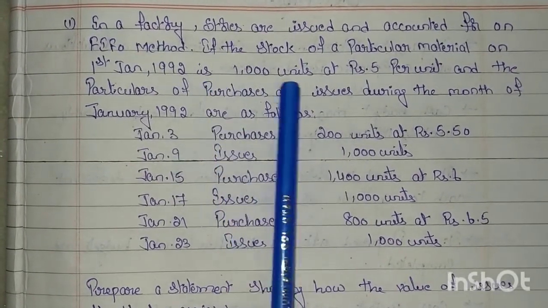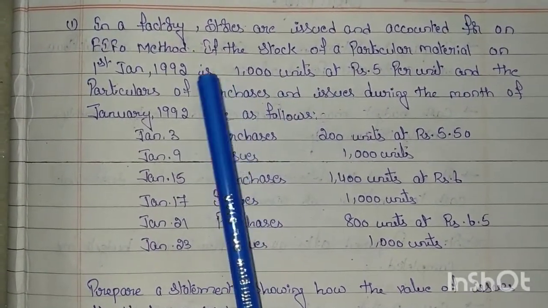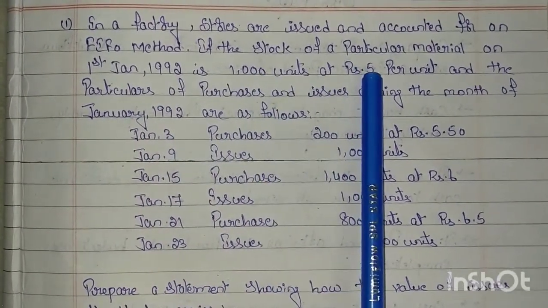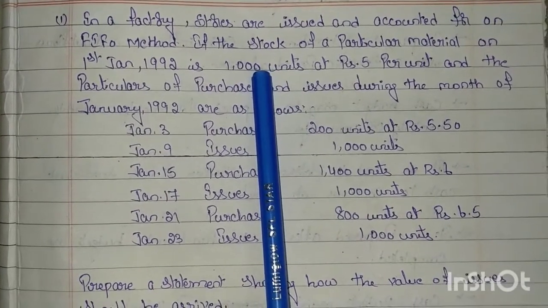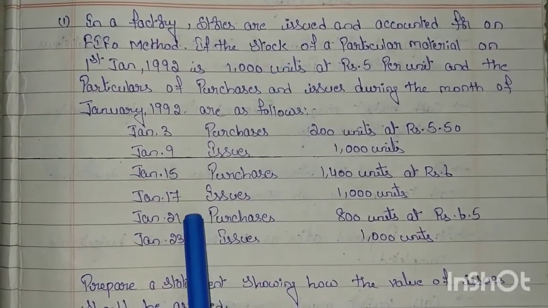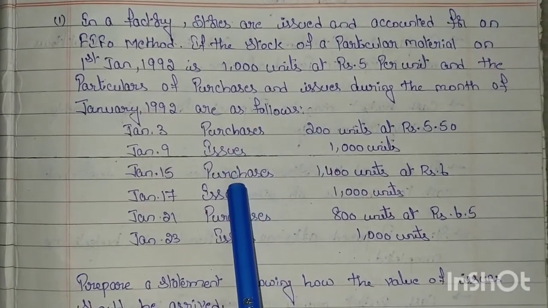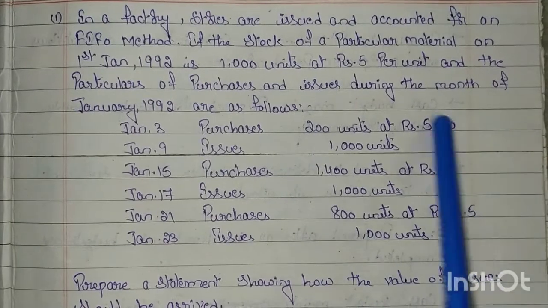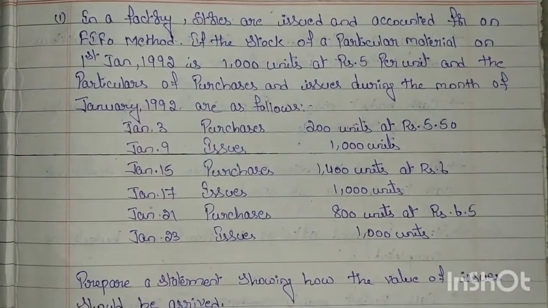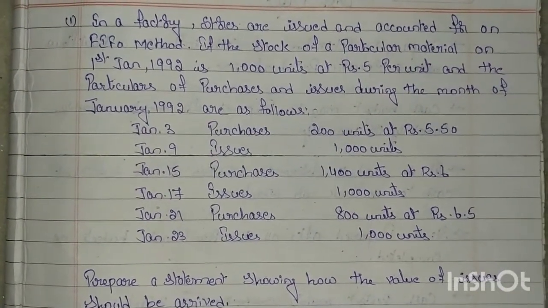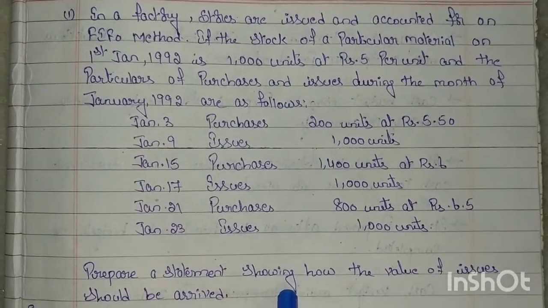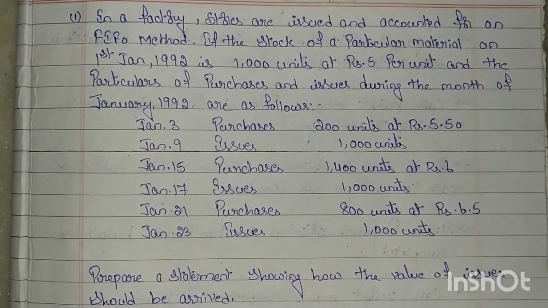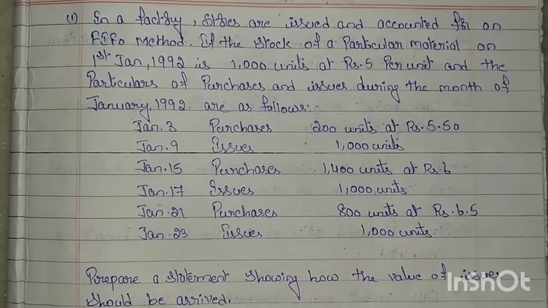So this is the first month, that is the opening balance, on 1st January 1992 they have this many units at this price, so this will be considered as the opening balance. Apart from this, they have certain purchases as well as issues in this particular month of January, so they have given the information on purchases as well as issues. From this information you should prepare a statement showing how the value of issues should be arrived at. Means what value you will consider for the issue of the materials.